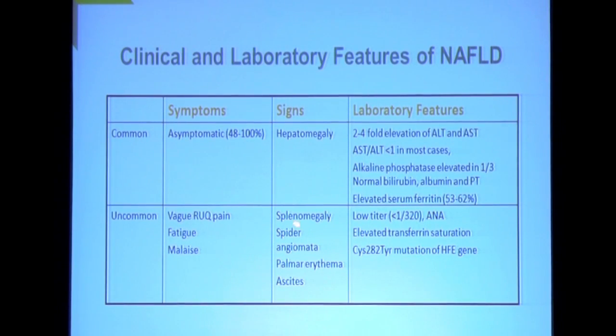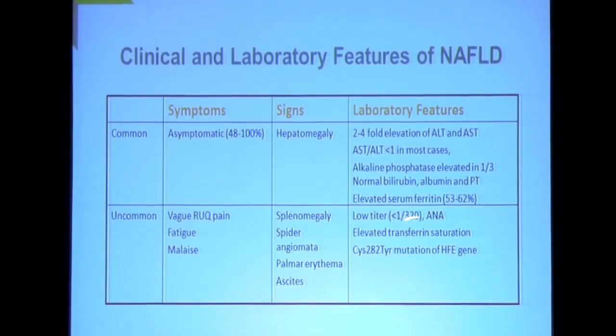And patients that already have cirrhosis are going to have the stigmata of chronic liver disease. And interestingly, patients with NAFLD or fatty liver are also going to have elevated ferritin and positive antinuclear and smooth muscle antibodies.